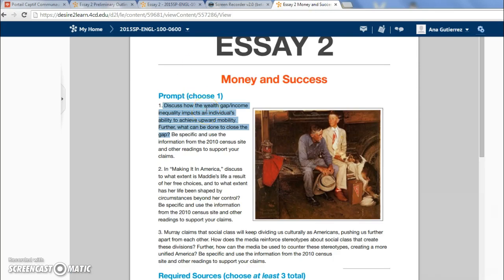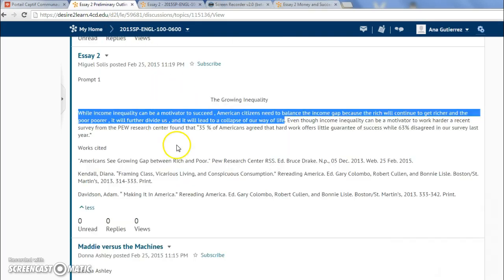Explain, give examples of how income inequality impacts your ability to move up a social class. Like, in what way does that happen? And since you don't have quotes here or a body paragraph, it's hard for me to see what examples you're using to come up with that.